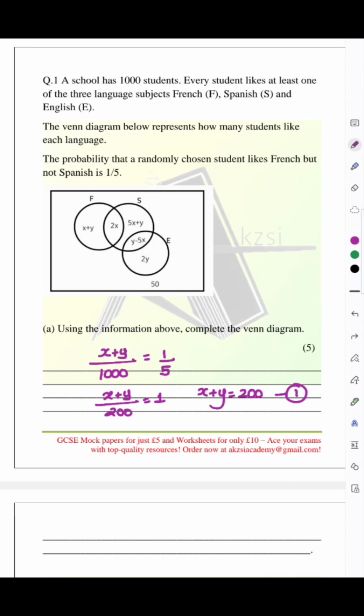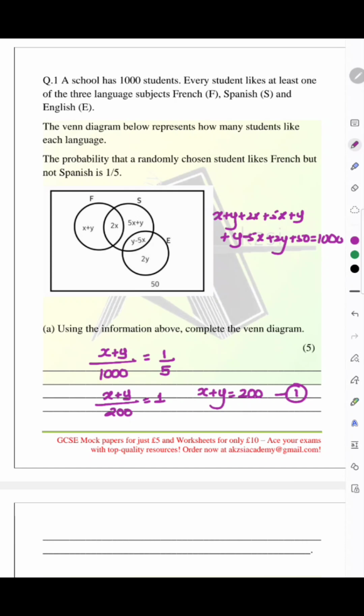The second equation, we have to read the question once again. The information given is the probability. What other information is given? The other value given is this one: the school has 1,000 students. That means if I add all these up, it should be equal to 1,000. So x plus y plus 2x plus 5x plus y plus 5y minus 5x plus 2y plus 50 is equal to 1,000.